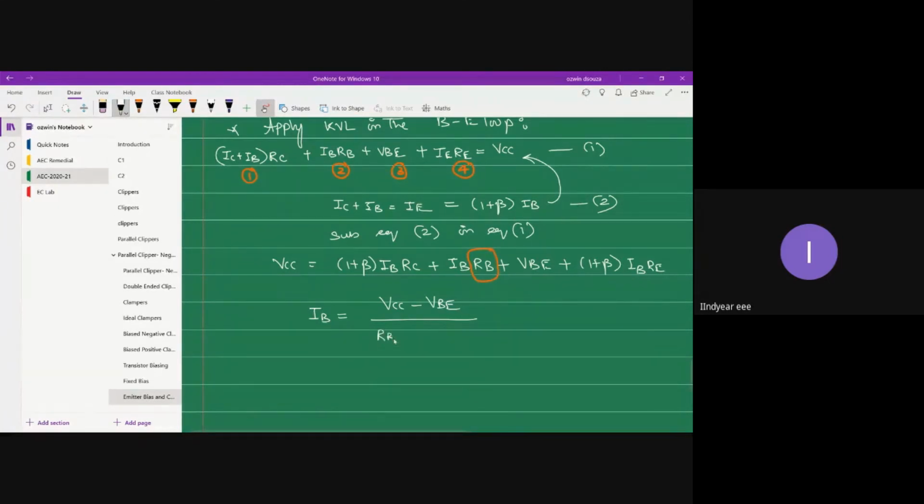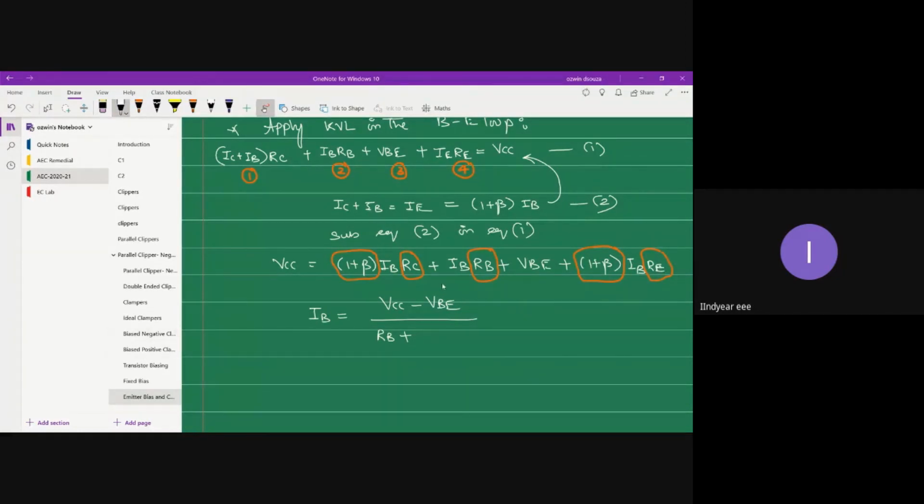So let me write RB here, plus, and when you take out IB common from the first term, you are left with 1 plus beta into RC. Similarly, from the last term, when you take out IB as the common factor, you will be left with 1 plus beta into RE.